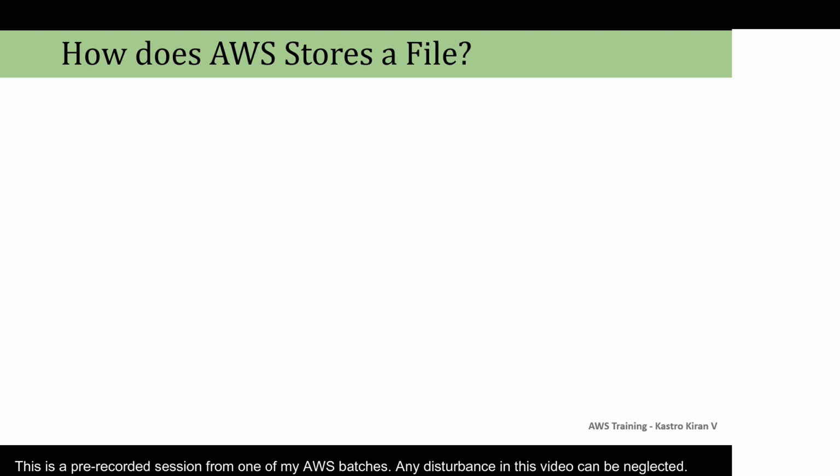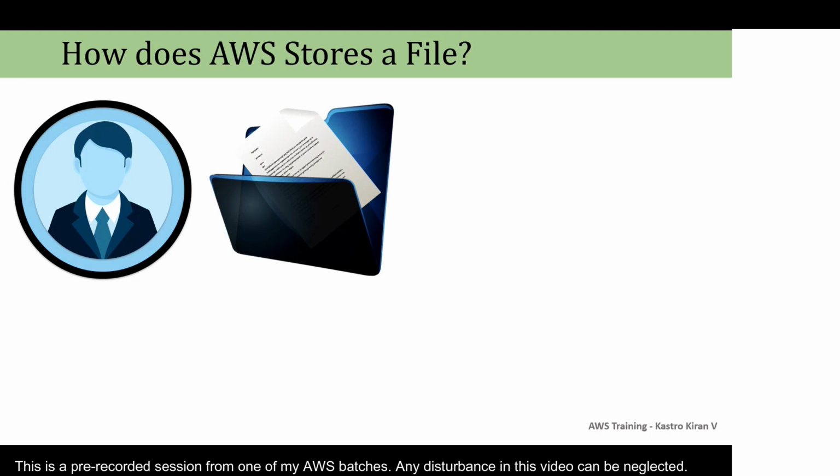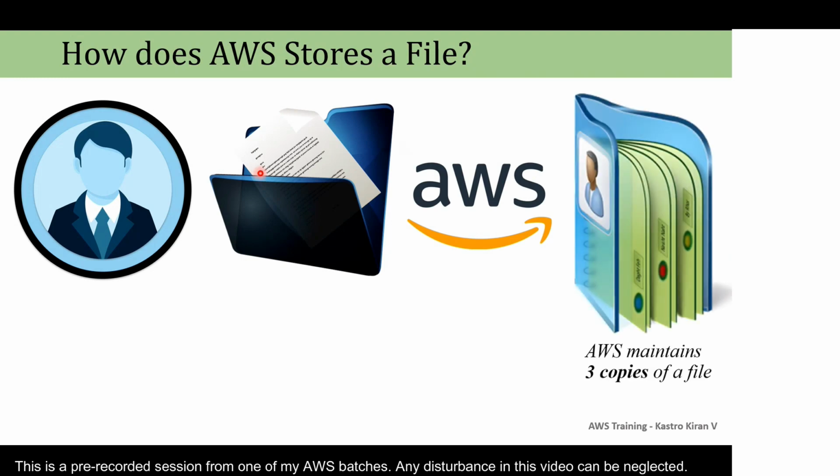So let's go and understand that concept in a detailed way. Let's say there is a user, and this user has uploaded one file into the bucket. Here it is a folder, but let's assume it is a bucket. So an AWS account holder has created a bucket and uploaded an object into the bucket. Now what will AWS do? Will AWS store only one copy? No, AWS will store three copies of the same file.